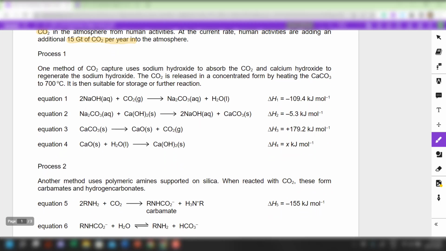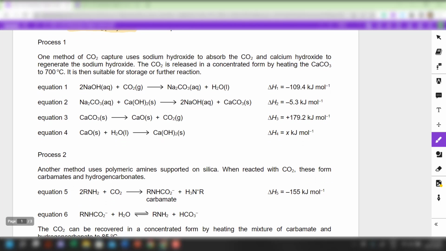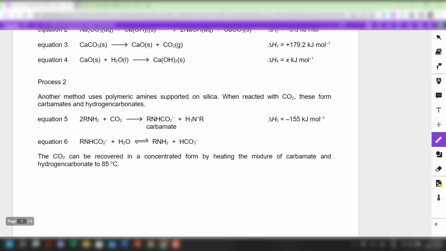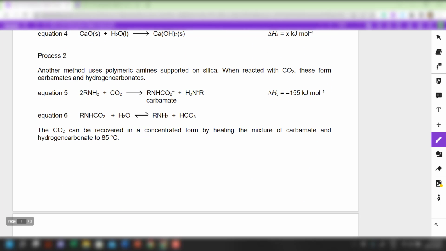Then they describe process 1 with some energetics data, which I will not go into in detail. We'll come to them when we need them. For process 2, you have some more energetics data, but in particular, if you look at reaction 6, it is some sort of hydrolysis reaction in which this particular functional group known as a carbamate is being hydrolyzed to give you an amine and bicarbonate.